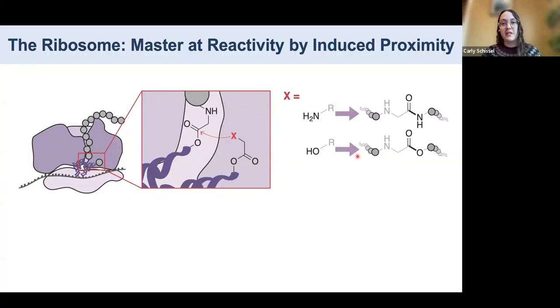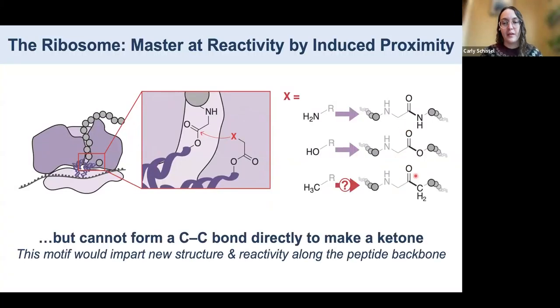It's also been known for about 50 years that the ribosome can incorporate alpha-hydroxy acids to form ester bonds in the backbone. However, something that has not been shown yet and is thought to be impossible is incorporation of carbon nucleophiles in the PTC to generate ketone backbones. And so right here, this would be a carbon-carbon bond forming a ketone, and this motif would impart some really interesting structure and reactivity embedded within the peptide backbone rather than just on the side chain.